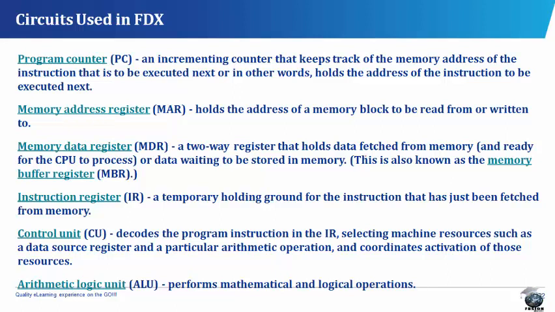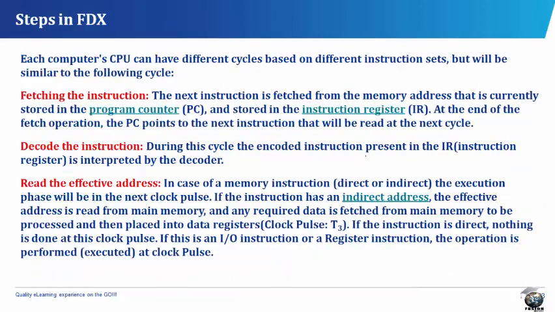We now want to look at the steps in FDX. That is the fetching, the decoding, and the effecting, that is the executing of the address. Each computer CPU can have different cycles based on different instruction sets, but will be similar to the following FDX cycle. First, it fetches the instruction. This instruction is fetched from the memory address that is currently stored in the program counter and stored in the instruction register. At the end of the fetch operation, the PC points to the next instruction that will be read at the next cycle.